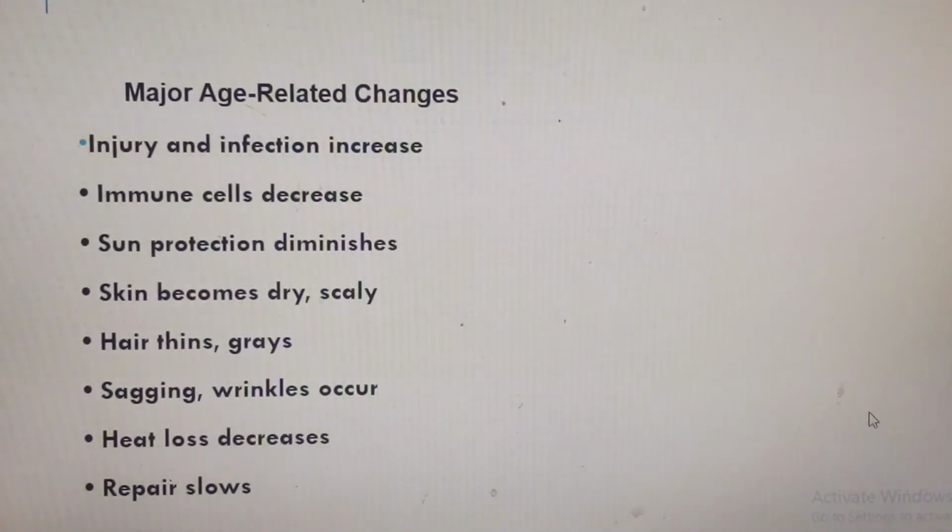Then we also have some changes which happen as one ages. One may be susceptible to injuries and infections because the immune system reduces, the immune cells reduce. Then sun protection by way of the hyperpigmentation, the melanin protecting you, also comes down. Everything tends to come down. The skin becomes dry and scaly. The hair becomes thin and graying happens. In British English it's supposed to be E, greying happens. The skin tends to sag, wrinkling occurs. Heat loss decreases. Repair also slows. So everything slows, because the mechanisms which are taking place to protect the individual by way of the skin tend to diminish.